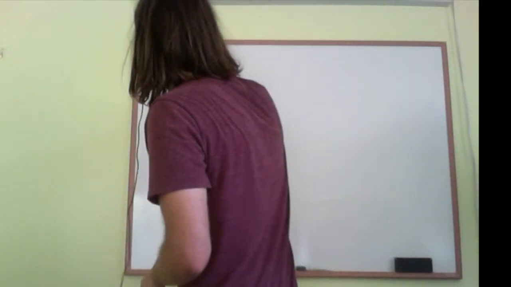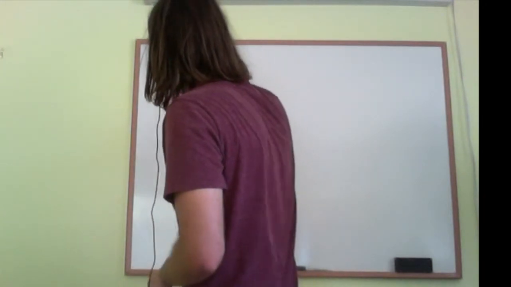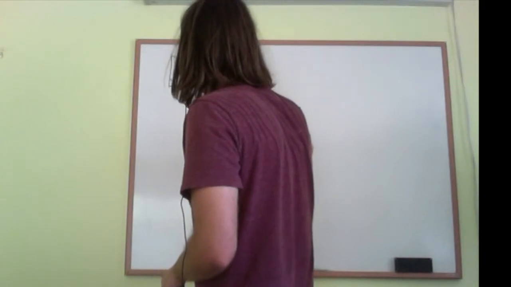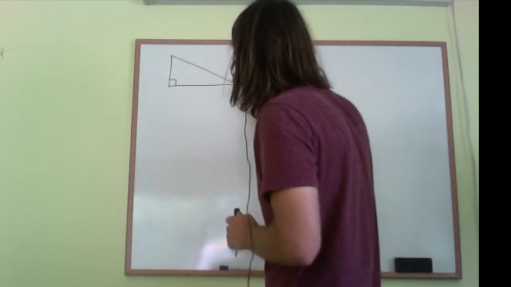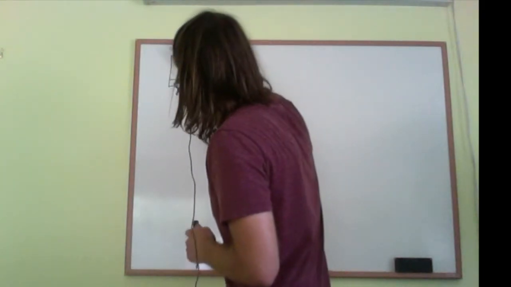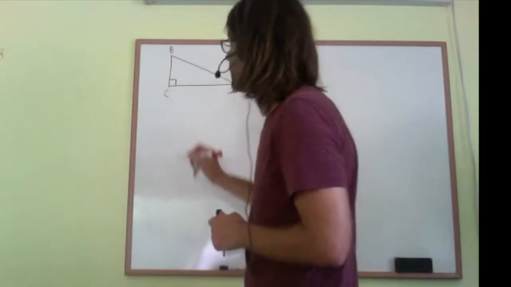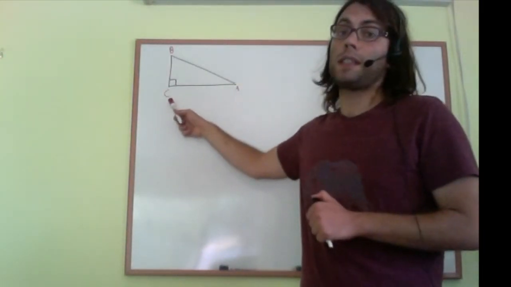So let's suppose we have a right triangle like so, and we'll say this is A, this is B, and this here is angle C. Notice in particular that angle C is a right angle.